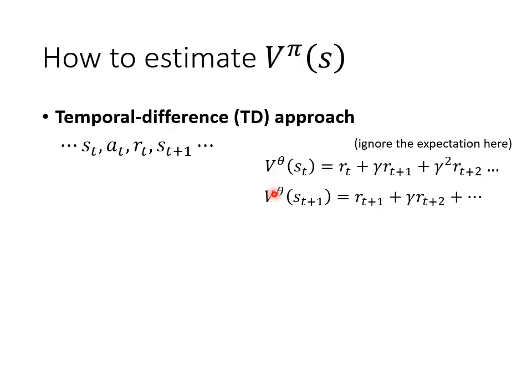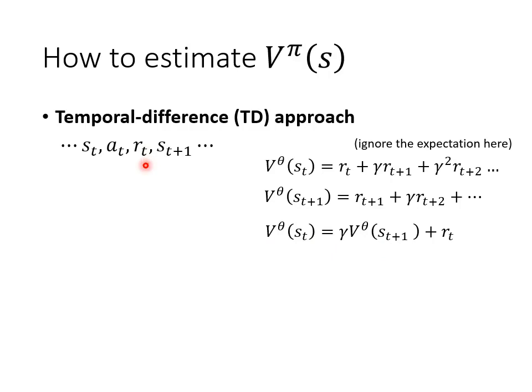We find that there is a relationship between V theta of S_t and V theta of S_{t+1}. What kind of relationship is it? V theta of S_t is equal to V theta of S_{t+1} multiplied by gamma plus r_t. Multiply each item by gamma and add r_t, and it will become V theta of S_t. There is a relationship between V theta of S_t and V theta of S_{t+1}.